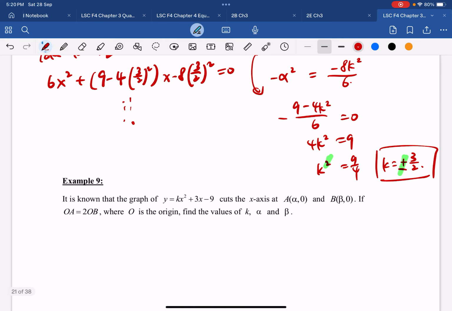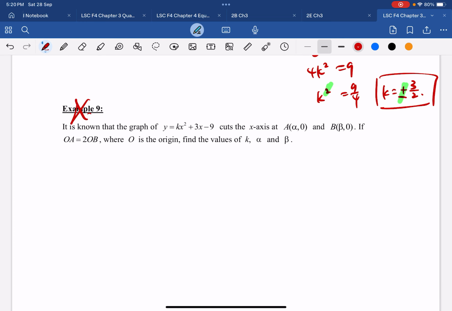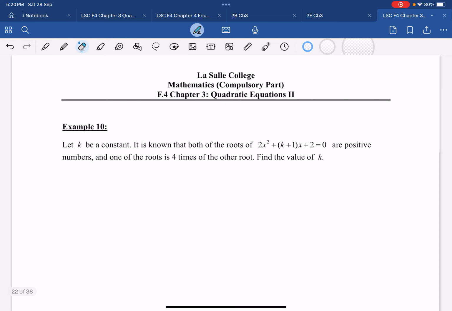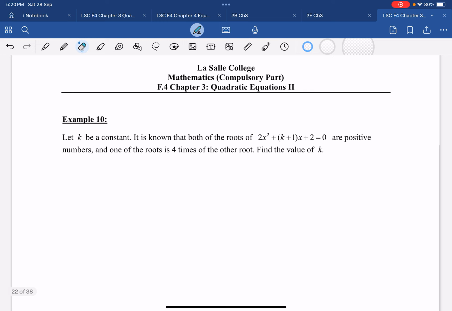Okay. So example 9 we skip it for now. You haven't known how to do it. And then we go to example 10. Again, you try it out first. Okay. 試一試做 example 10 啦。So let's see.